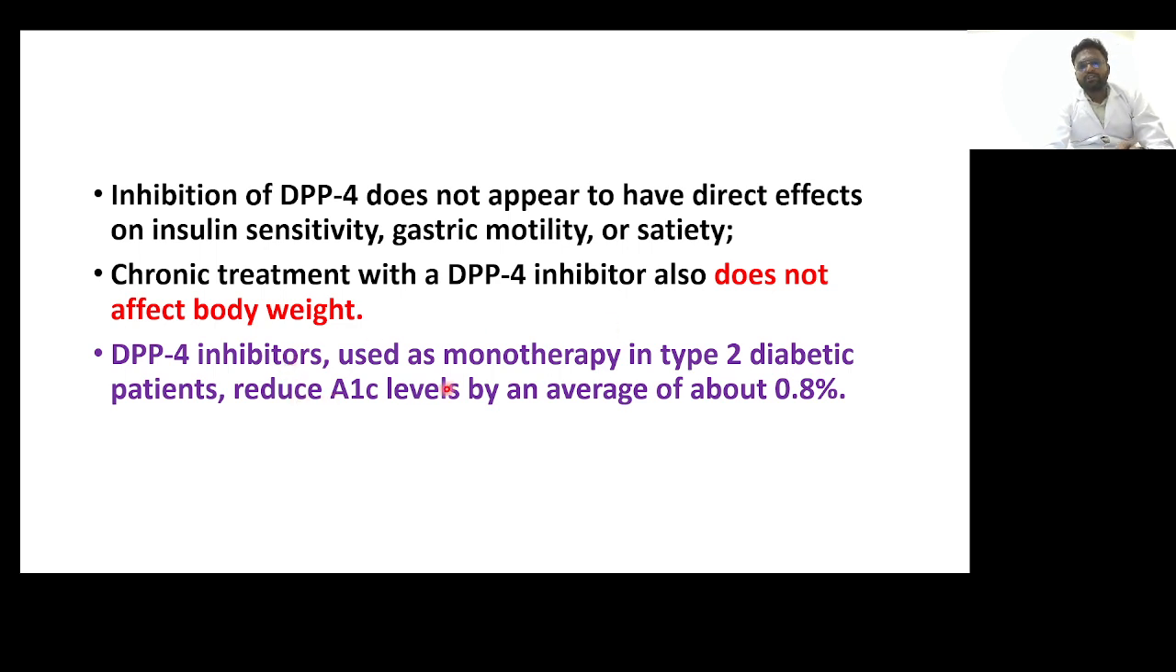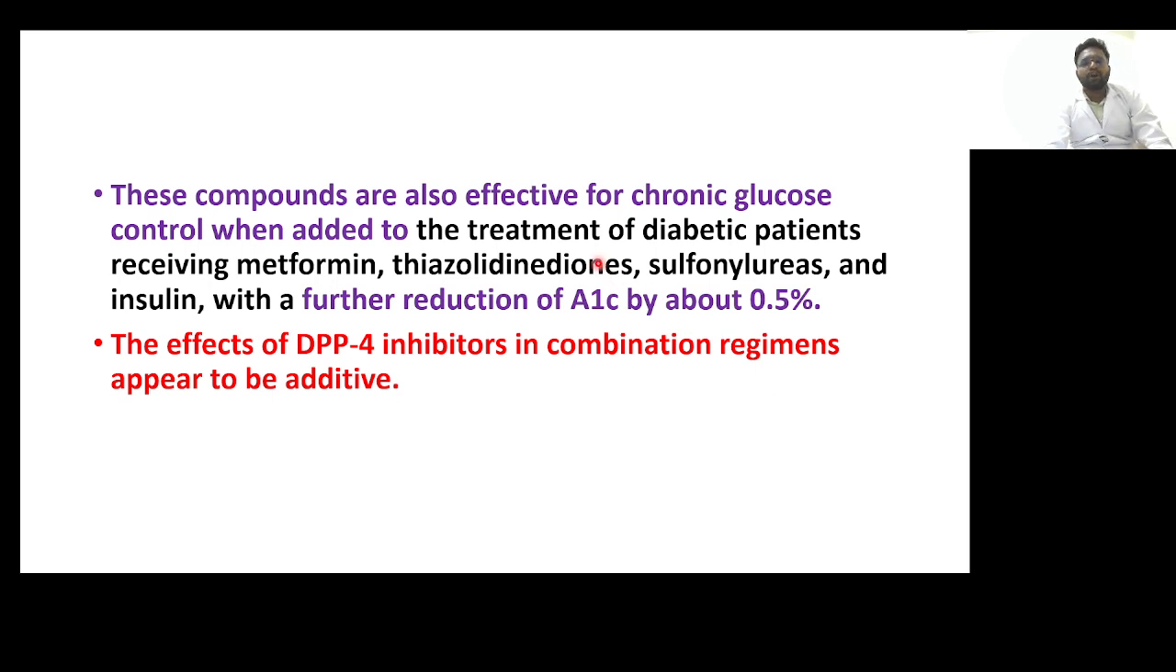DPP-4 inhibitors used as monotherapy in type 2 diabetes mellitus reduce HbA1c levels by an average of about 0.8%. These compounds are also effective for chronic glucose control when added to the treatment of diabetic patients receiving metformin, thiazolidinediones, sulfonylureas, and insulin, with a further reduction of A1C by about 0.5%. So the effect of DPP-4 inhibitors in combination regimens appears to be additive.